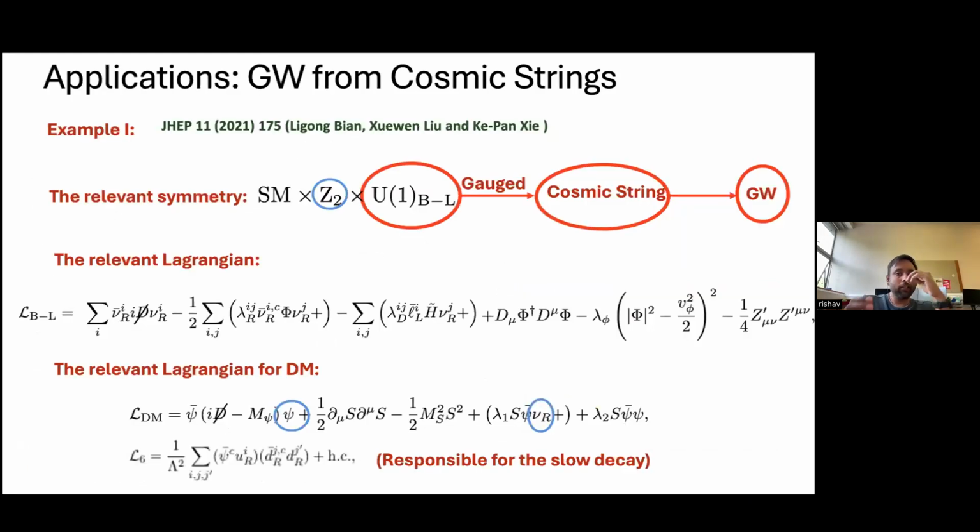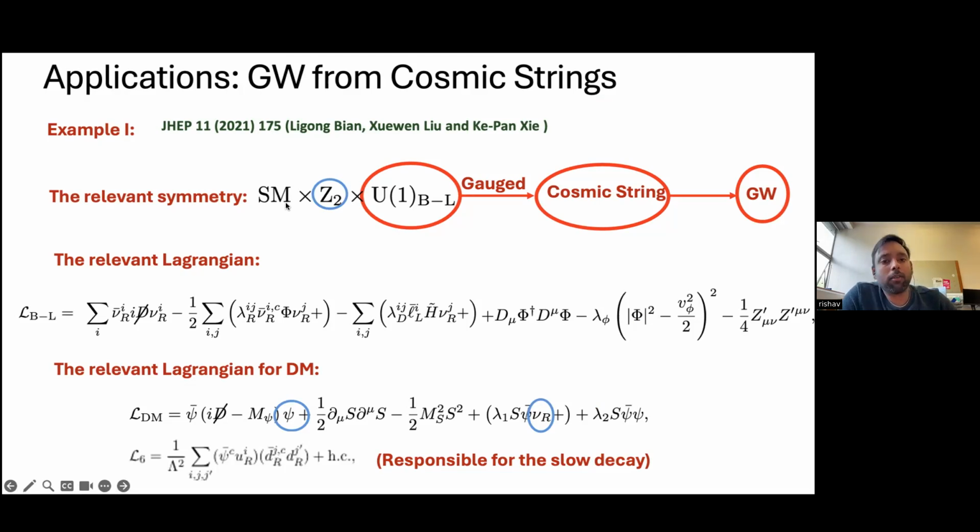So again, I would like to discuss some applications of gravitational waves from cosmic string. This was the work done by this group in 2021. I chose this just for giving an example, because this is a fairly simple example to show how gravitational waves generated from cosmic string can probe a very heavy dark matter. So the idea was simple.